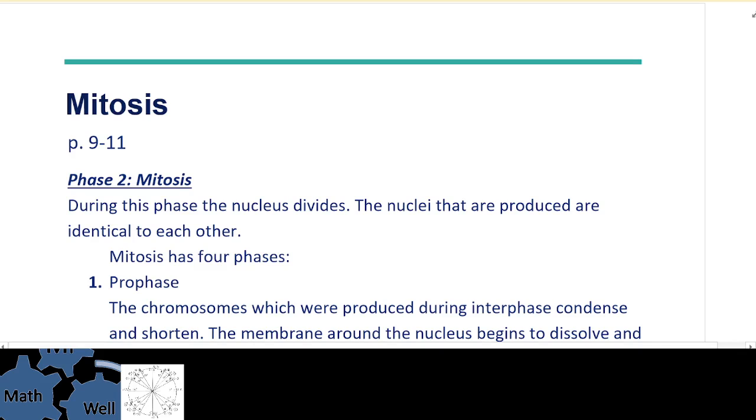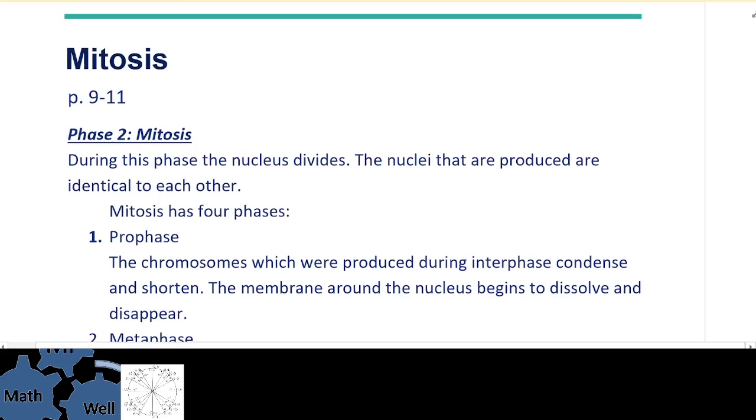Page 9 to 11. Okay, during this phase, the nucleus divides. So remember that nucleus we talked about is pretty important. The nucleus, kind of the main brain of the cell, actually divides. The nuclei, that's the plural for nucleus, that are produced are identical to each other. So it forms an exact copy of itself. So you should be writing in your notes, divide, there is a blank. They are identical to each other.